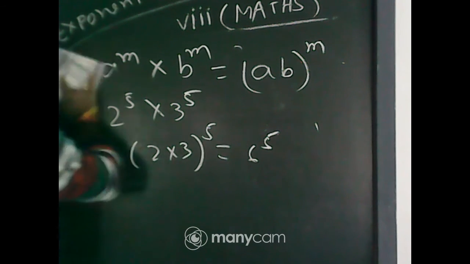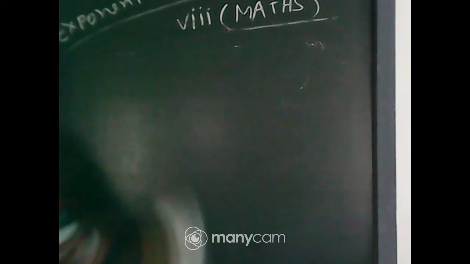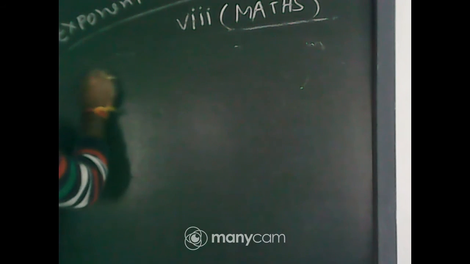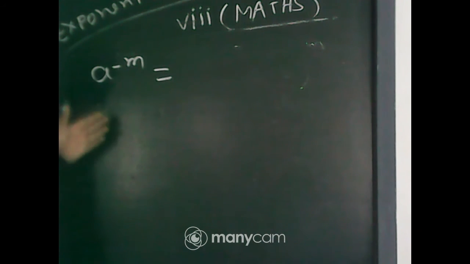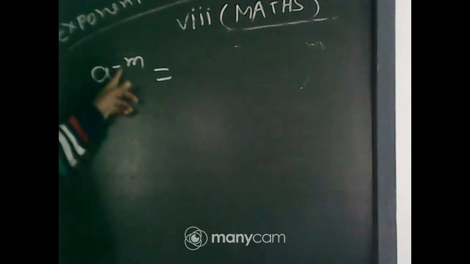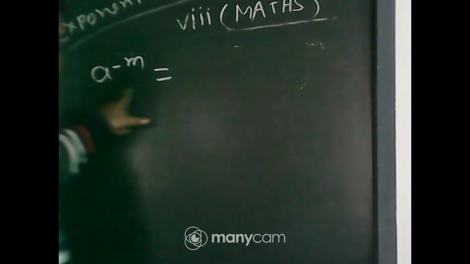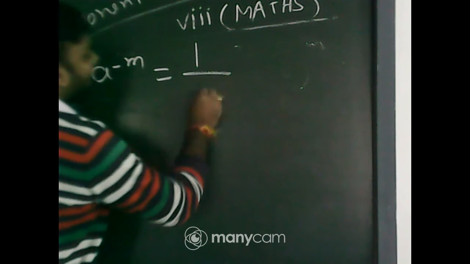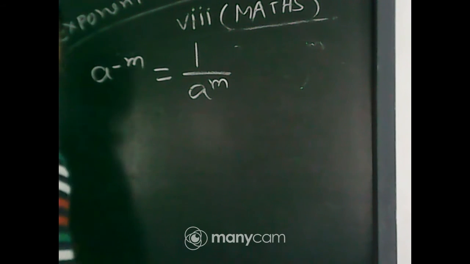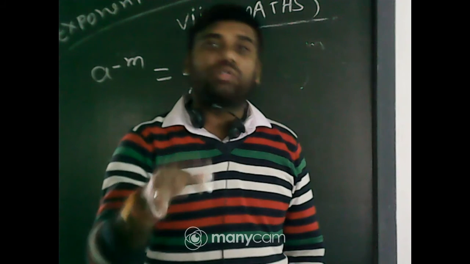Okay, next, a to the power minus m. I want to remove that minus. In power one minus is there. So if I want to remove that minus, you have to write like in this way: 1 by a to the power m. Got it, everyone? a to the power minus m equal to 1 by a to the power m.